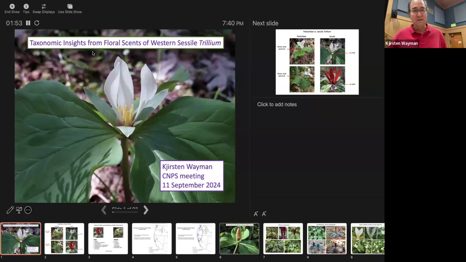Okay, so, well, Kjirsten Wayman, who is an illustrious organic chemistry professor, and so therefore must be very, very smart in many ways, will be telling us about the scents, that is the smells, of various species or forms of plants in the group called the Western sessile trilliums. And she just taught 6 hours, and she's going to project her voice so that the back can hear. So please help me welcome Kjirsten to the podium.